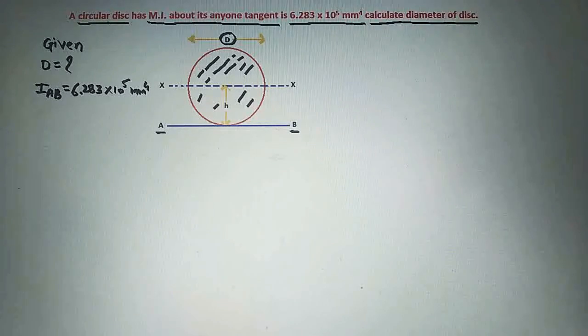Now see here, we have to find out diameter D, and we are given the moment of inertia of a circular disc about its tangent. So we do not have any formula to find out this moment of inertia of a circular disc about its tangent. So we will use the parallel axis theorem here.